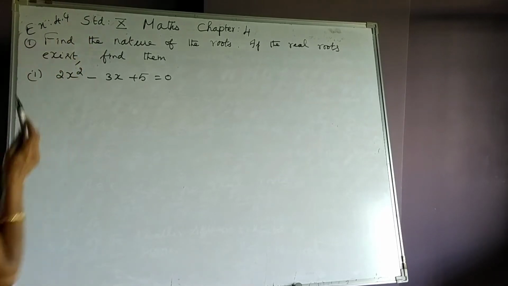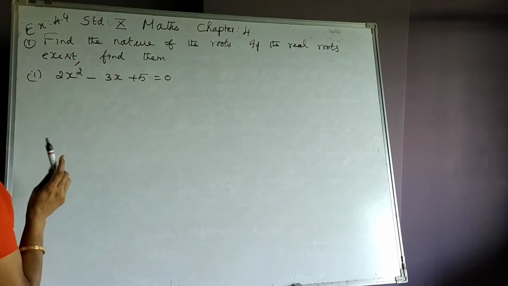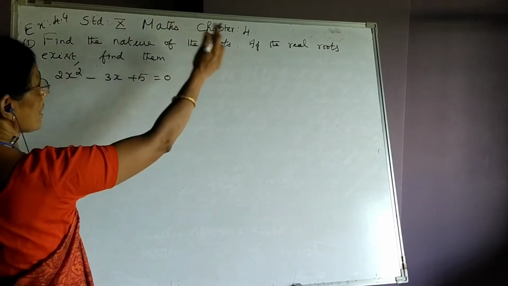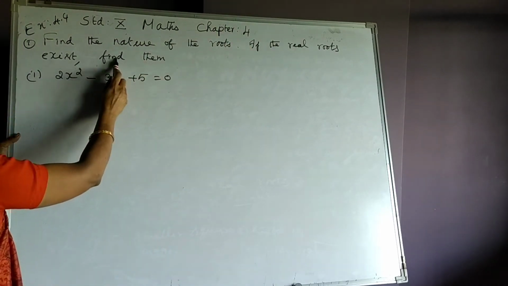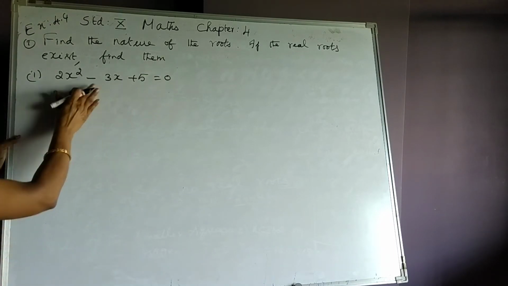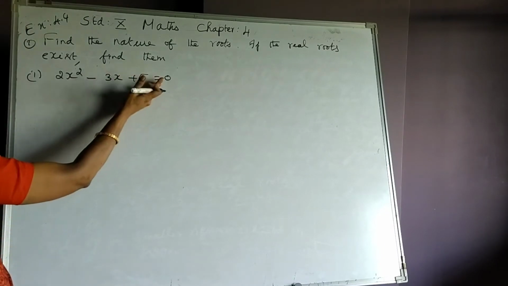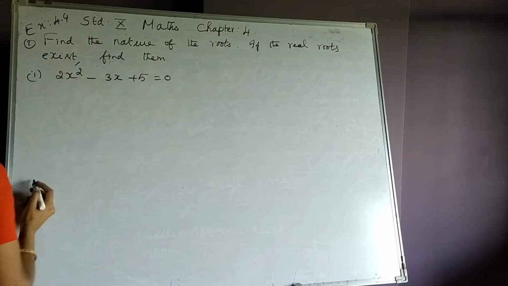Exercise 4.4, first question: find the nature of the roots. When we find the nature, we will understand whether real roots exist or not. If real roots exist, we are asked to find the roots also. First we have to check whether the equation is in standard form. It is in standard form: the x square term, the x term, the constant term, equal to 0.